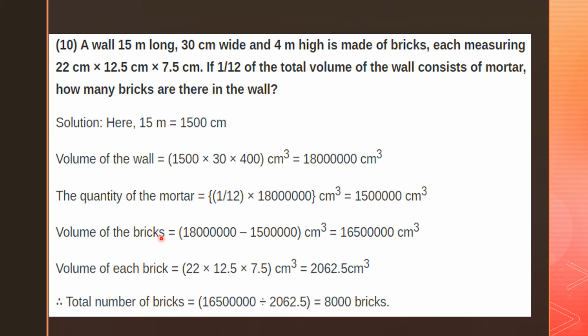So if you construct a wall, the wall is made up of mortar and bricks. So volume of the wall minus the volume of the mortar, then we can find the volume of the bricks. So it is 1 crore 65 lakhs. Now, what is the volume of each brick? The measurement is given, that is length, breadth and the height. So the volume of each brick is 2062.5 centimeter cube. And how many bricks are required to construct such a wall of given measurement? So the volume of the bricks divided by volume of each brick gives the number of bricks, that is 8000 bricks.